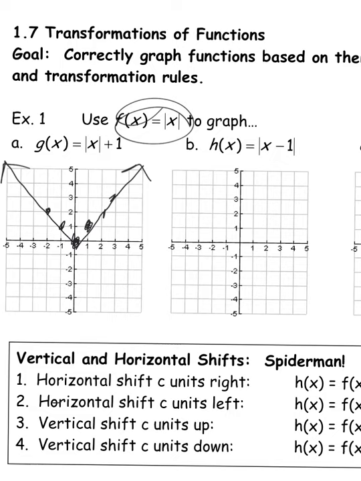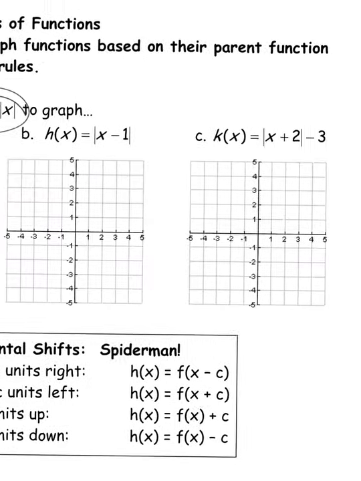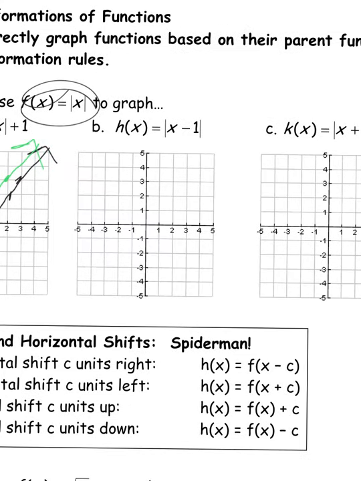If I go ahead and graph that, I have negative 2, 3, negative 1, 2, 0, 1, 1, 2, and 2, 3. And we see that has shifted the graph up 1. So when we have this plus 1 or value on the outside, it shifts the function up. Let's go ahead and take a look at when it's on the inside.